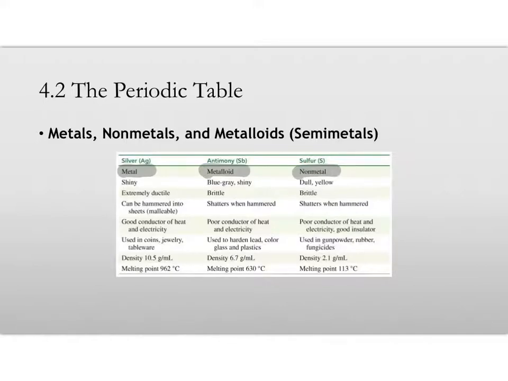Sulfur is a nonmetal. As a solid, it's dull and yellow. It's brittle. It shatters when hammered. It's neither a conductor of heat nor electricity, so it is a good insulator. It is used in gunpowder, rubber, and fungicides, and it's responsible for many very stinky things. The smell of skunk has sulfur atoms in it. It has a very low density and a much lower melting point than the others.